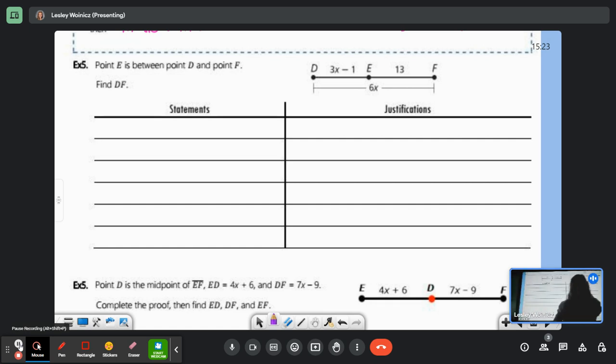So the first thing we need to know is, okay, the measure of DE plus the measure of EF equals what? The measure of what? DF. Good. Okay, and we know that because of the segment addition postulate.